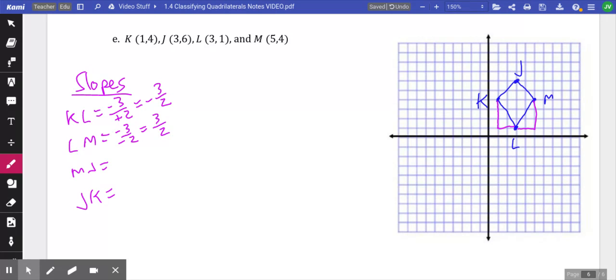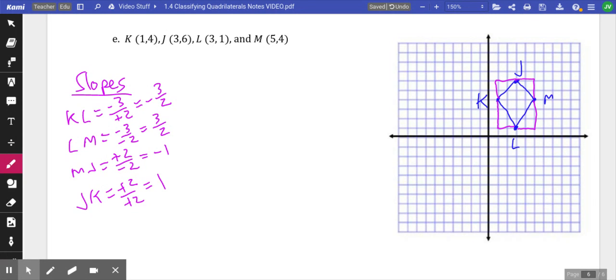Let's move on to MJ. So we're going to go up 2, left 2. So that'll be up 2, left 2. And 2 divided by -2 is -1. JK is up 2, right 2. So that would be +2 over +2, which is +1.